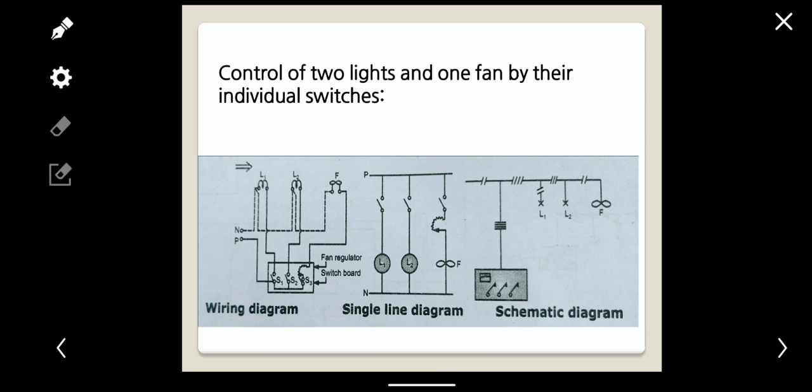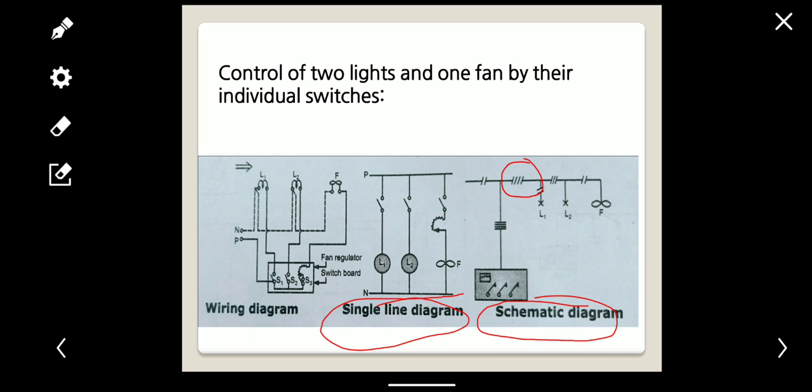Then, control two lights and one fan by their individual switches. It is also similar to the previous one. It has two lamps and one fan, and these three loads are controlled by S1, S2 and S3. Similarly, this is the schematic diagram and here this is the single line diagram. So the single line diagram and schematic diagram show it likewise.